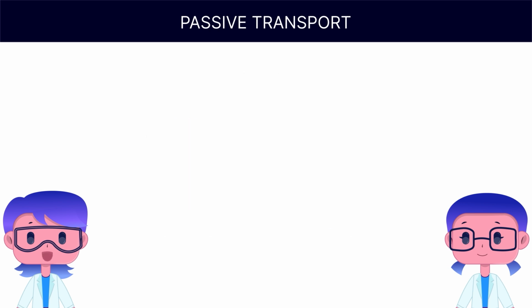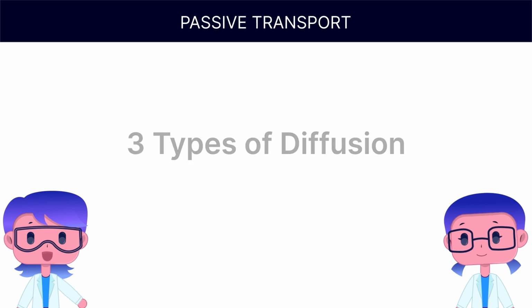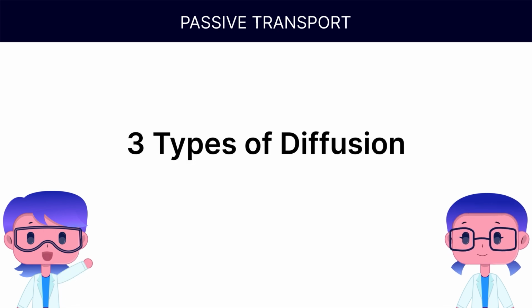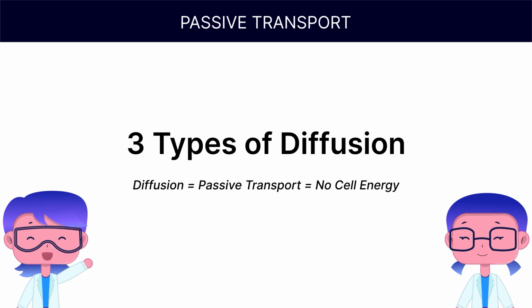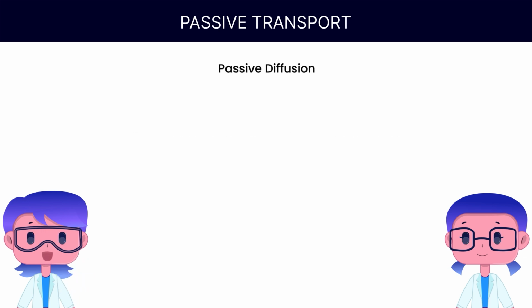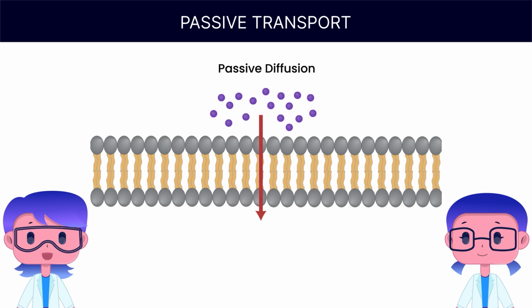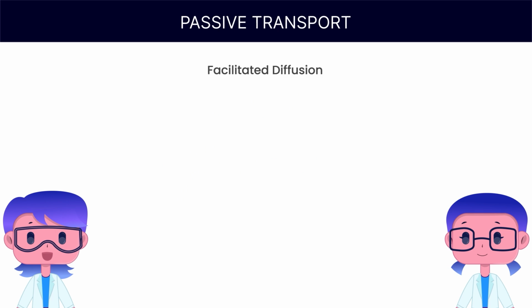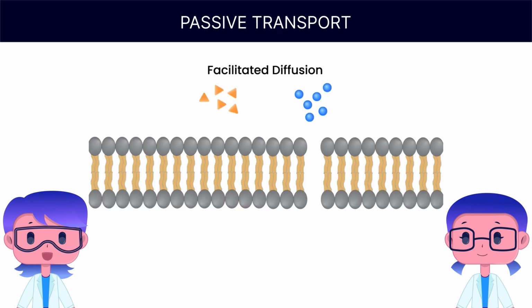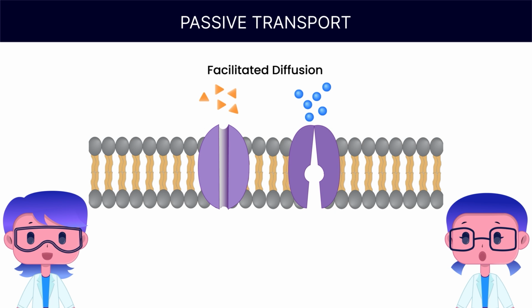To add on to that, depending on the molecule that is entering or exiting the cell, they must go through one of the three types of diffusion. Just remember that since diffusion is considered passive transport, all three types do not require cell energy for these molecules to move. There's passive diffusion, where molecules move along the concentration gradient, meaning that they move from a high to low concentrated area. Facilitated diffusion, where molecules move across the membrane with the help of glycoproteins that provide extra assistance if the molecules are too big or polarized to enter or leave.